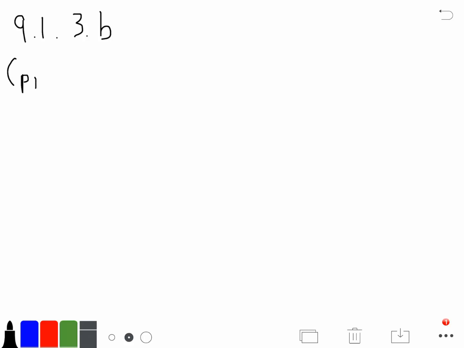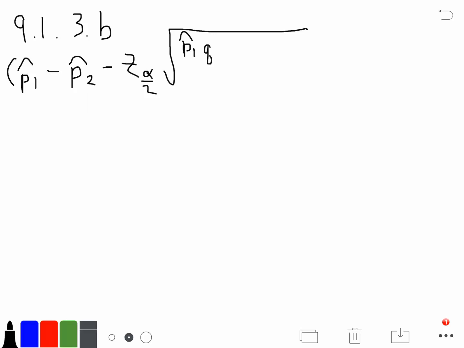So for this one, we're going to test the claim by constructing an appropriate confidence interval, so we need the formula as usual. This formula is (P1 hat minus P2 hat) in parentheses minus Z sub alpha over 2 times the square root of P sub 1 hat Q sub 1 hat all over N sub 1 plus P sub 2 hat Q sub 2 hat all over N sub 2.